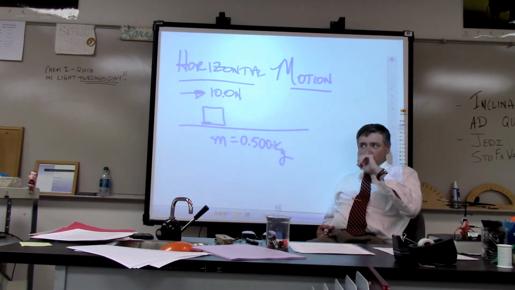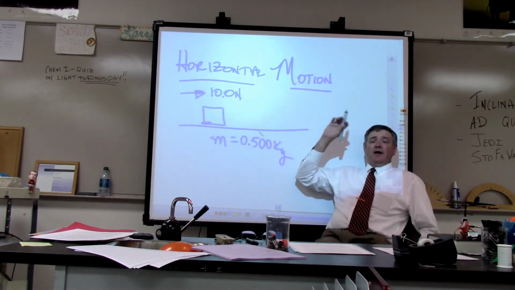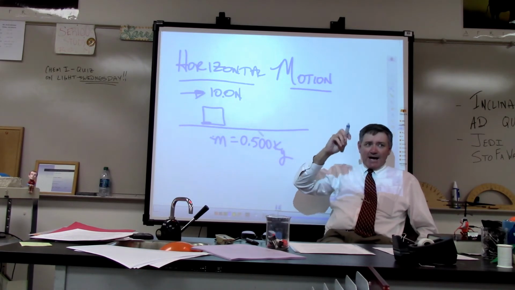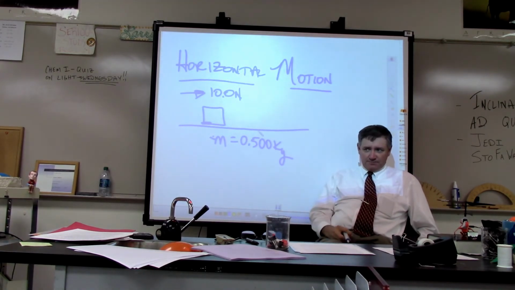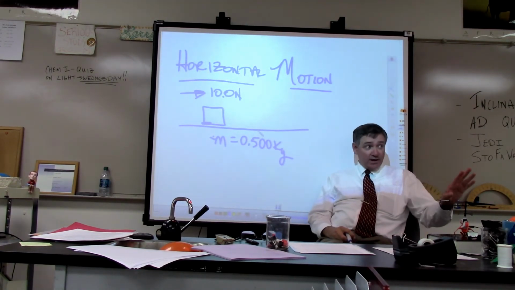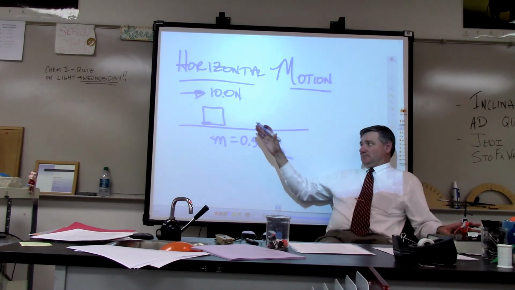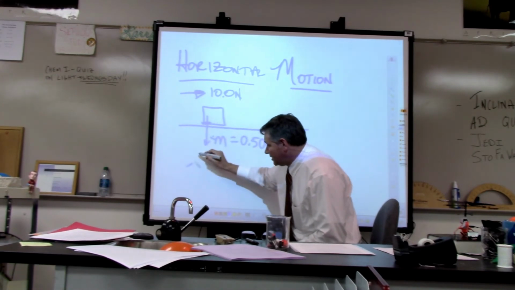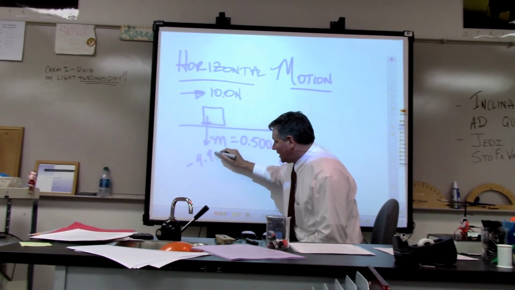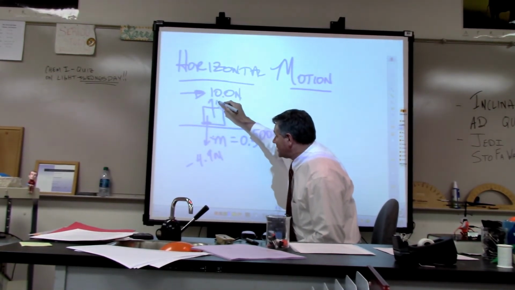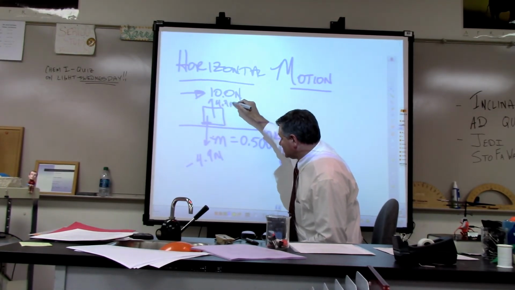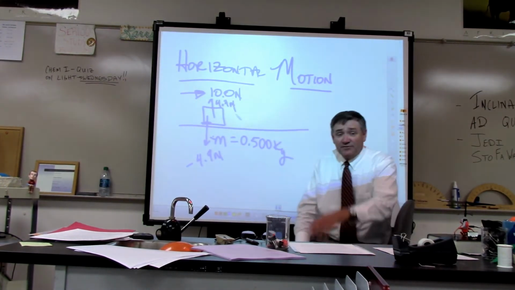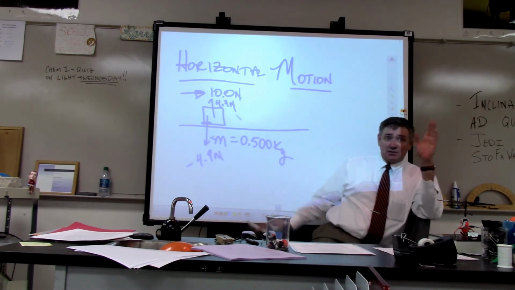Now, in this situation, is gravity going to act as an opposing force? No, is it there? Yes. But if I take 0.5 times 9.8, I get 4.9. So I've got a negative 4.9 Newton force going this way. I've got an upward force of 4.9 Newtons created by the surface. So these forces are here.